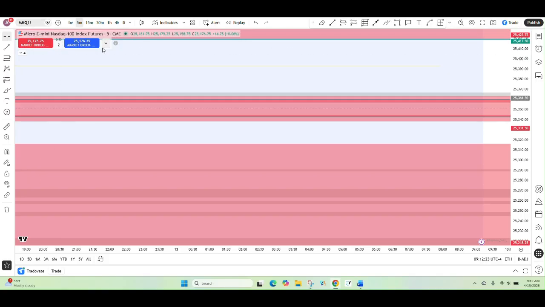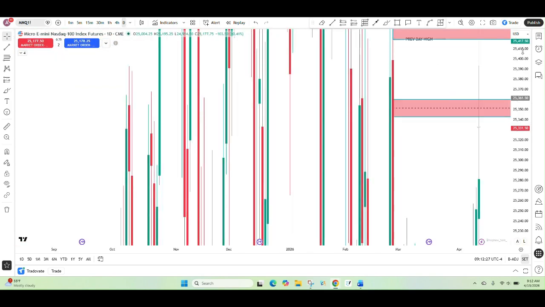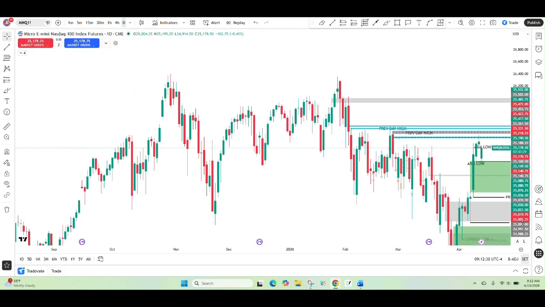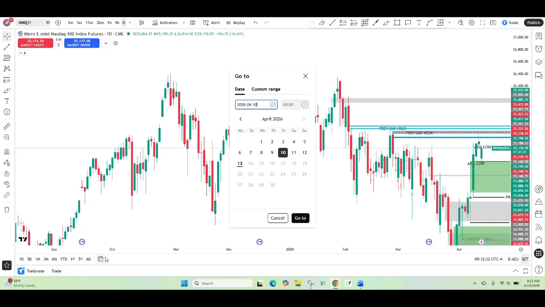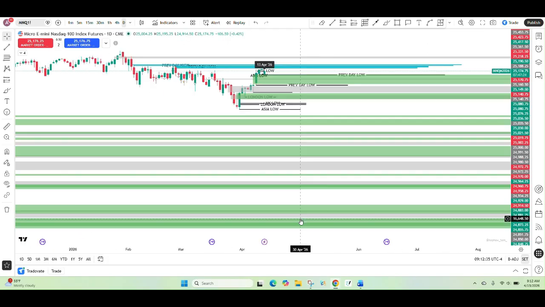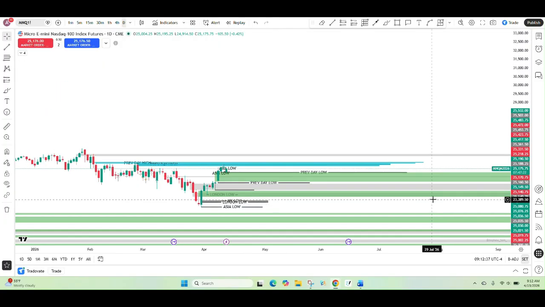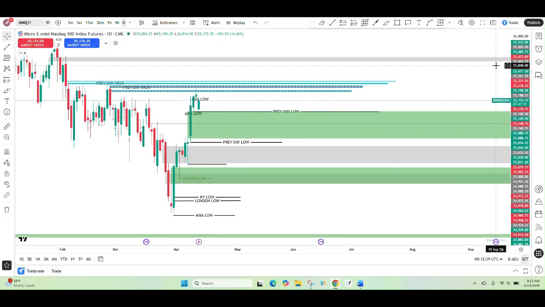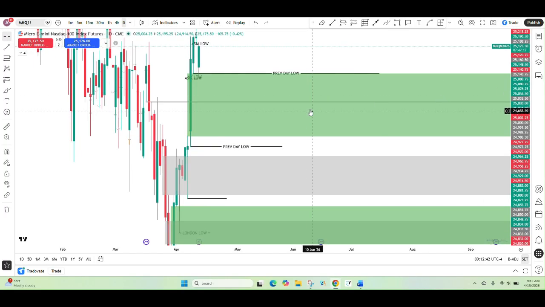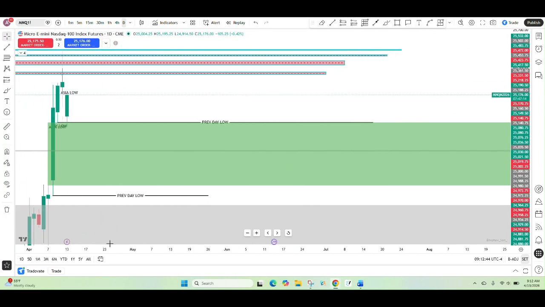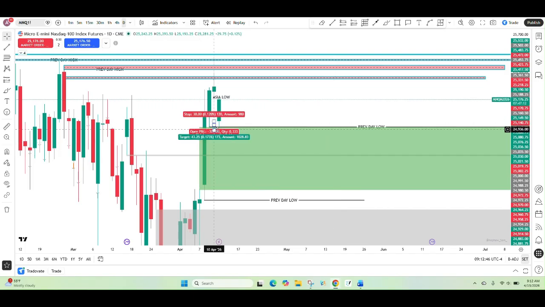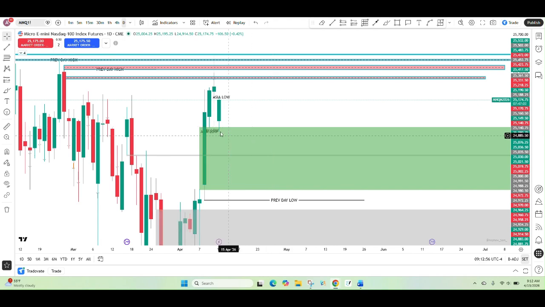Jump onto the MNQ and I'm going to start with the daily time frame for today. Okay, so the previous day low was taken out by today's candle. Yeah, so previous day low was already taken out, so I'm going to remove this level.